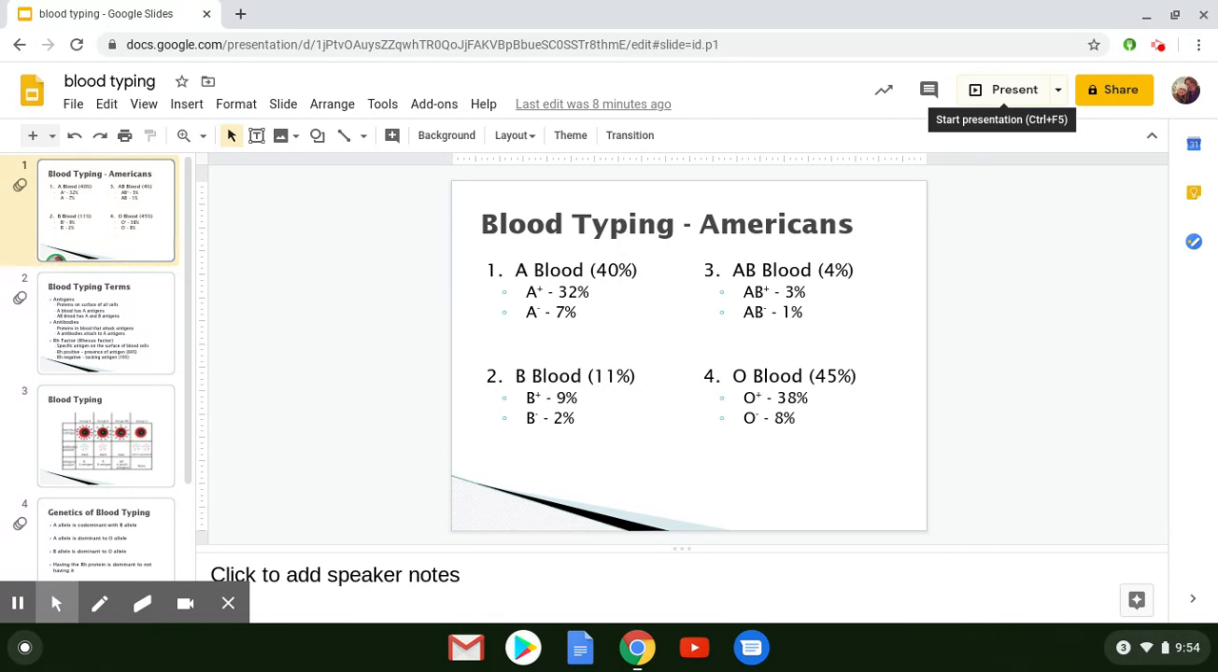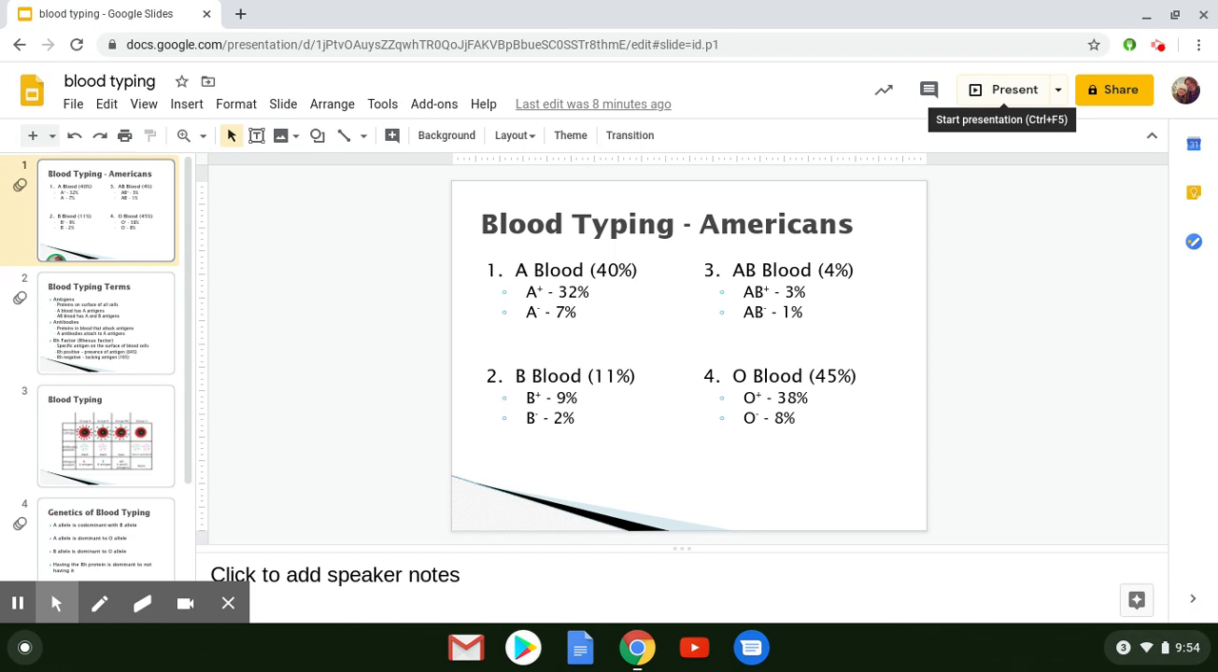So, you may or may not have learned about blood typing in the past, but this is the last thing that I have chosen to do. There's a lot of other things that we didn't do, so I apologize for those of you who are not going to take an anat and phys class in the future, because you kind of missed out on some stuff, but that's just the way that the cookie crumbles this year.